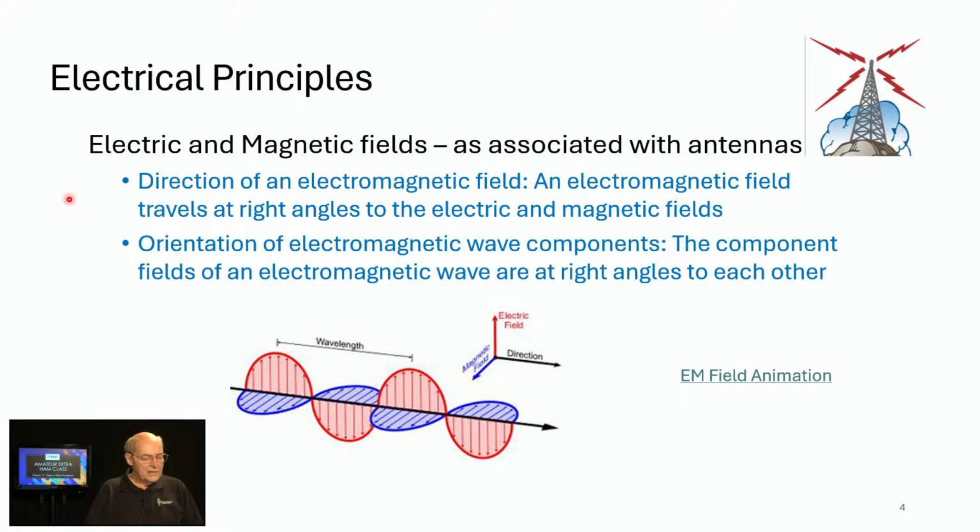So the 2 things we need to know: the direction of the electromagnetic field. It travels at right angles to the electric and magnetic fields. Those 2 fields go together, no separating them. And the orientation of the wave components, the component fields of the electromagnetic wave are at right angles to each other. And I've got an animation here if it works.